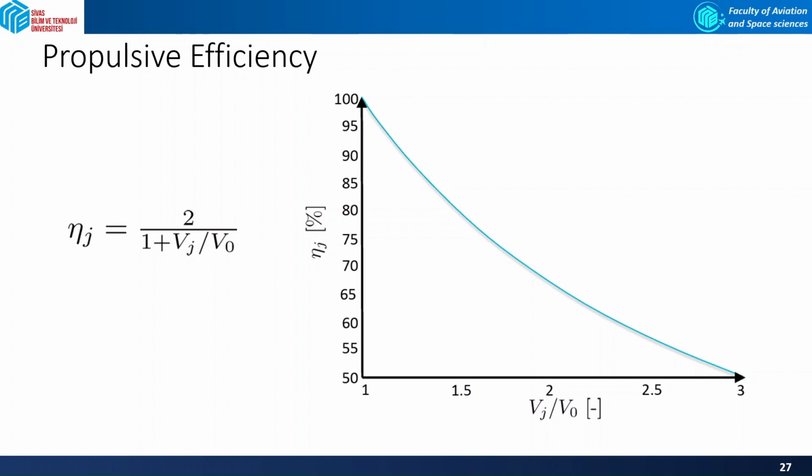So I meant that this propulsive efficiency is always less than 1 or less than 100% because you have left some kinetic energy in the atmosphere. So it will be considered as the loss of this system.